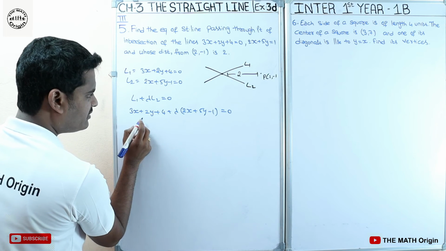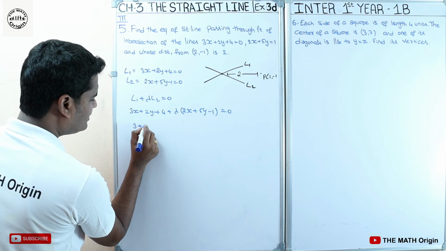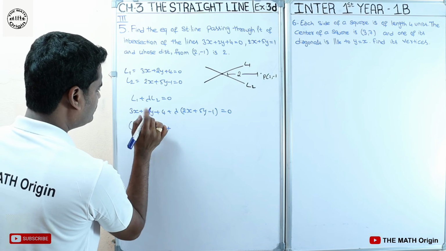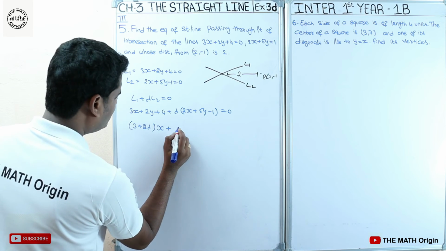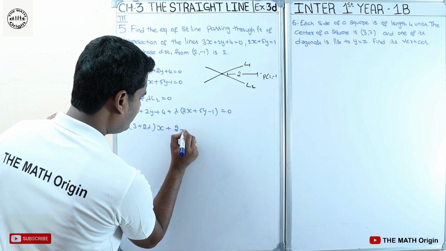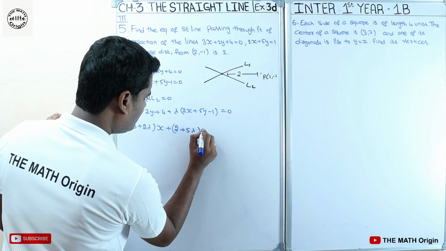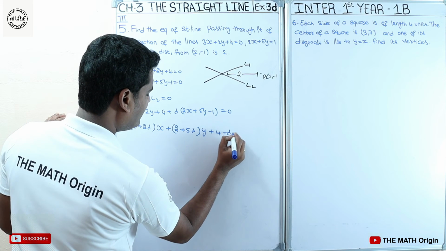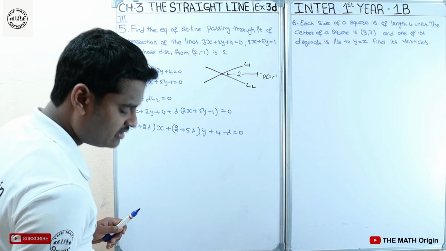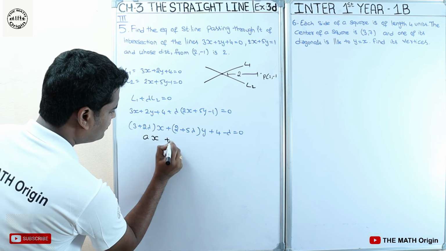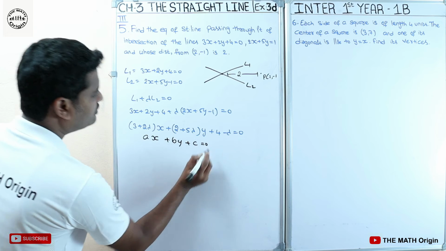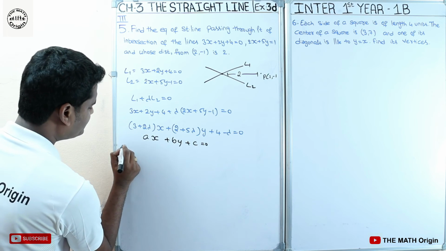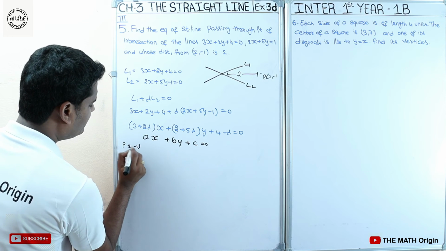0. So from this, if you take x common, 3 plus 2 lambda of x, plus 2 plus 5 lambda of y, next plus 4 minus lambda equals 0. Now if you see, the equation is of ax plus by plus c equals 0 format. So now we have a point P. Point P is 2 comma minus 1.